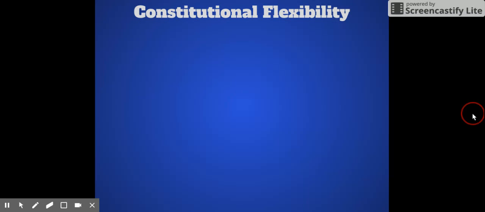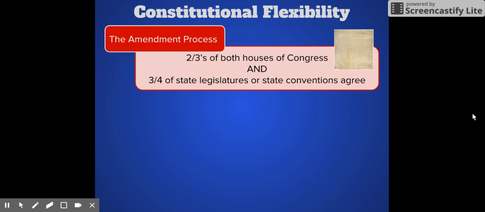The first is really the formal way. We actually can change it through something called the amendment process, where we tag on a change to the Constitution. You may remember our first 10 were called the Bill of Rights. We're going to look at those in a little bit more detail. In fact, those first 10 amendments had to happen in order for the Anti-Federalists to approve the Constitution.